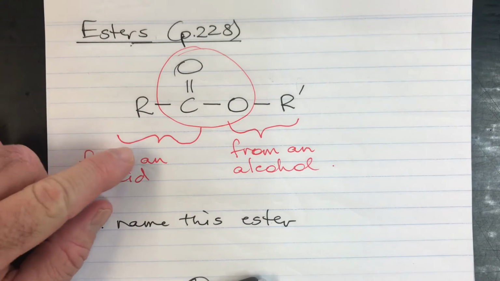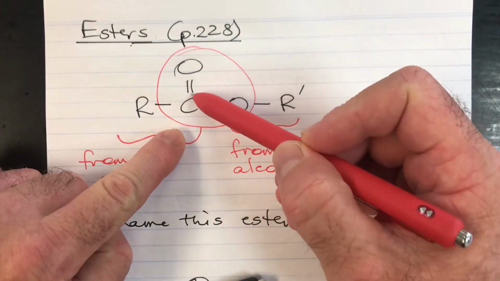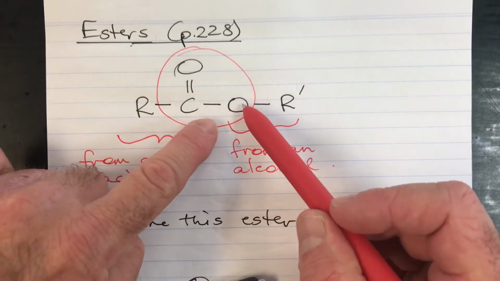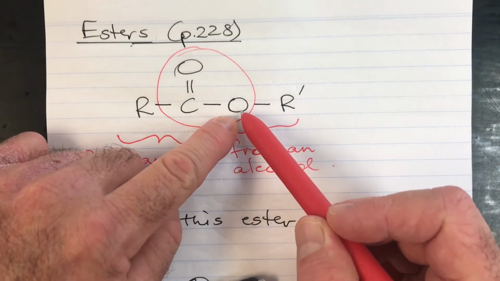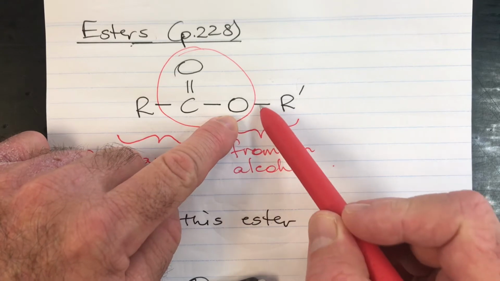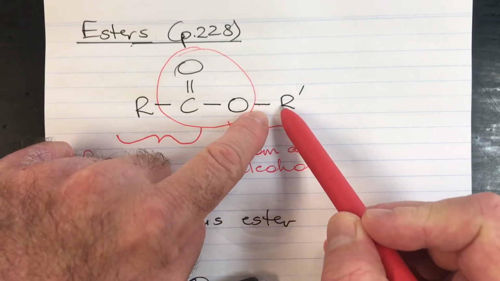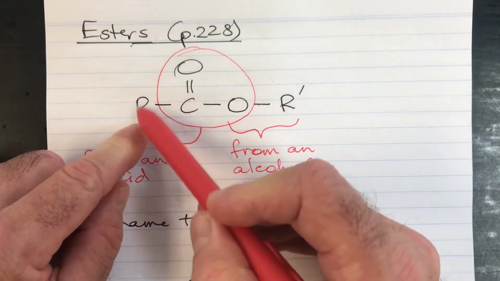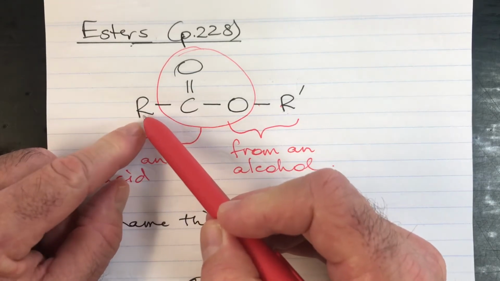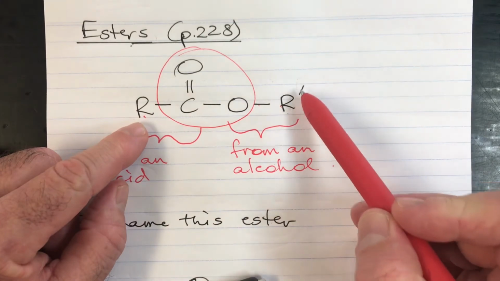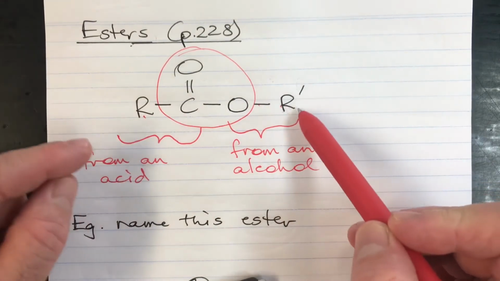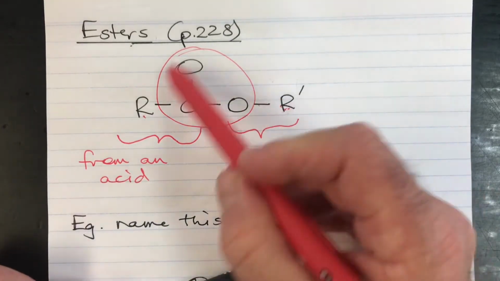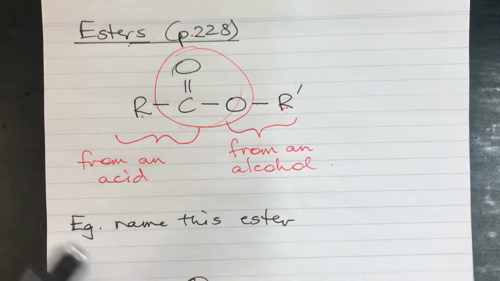It contains a carbonyl group, that one, a carbon double bonded to an oxygen, and the other part of the ester functional group is an oxygen attached to another carbon of whatever length. And by the way, R can be any length of carbons, and R prime could be the same length or different, whatever. It's different hydrocarbons at both ends. So that's the ester part though.